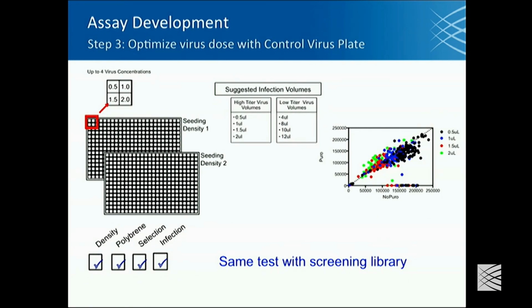So for reading out again for this, we still use CellTiter-Glo, and we have suggested infection volumes for either high titer virus or low titer virus. So for high titer virus, we suggest anywhere between 0.5 microliters to 2 microliters of virus per well, and for low titer virus, we use between 4 to 12 microliters of virus.